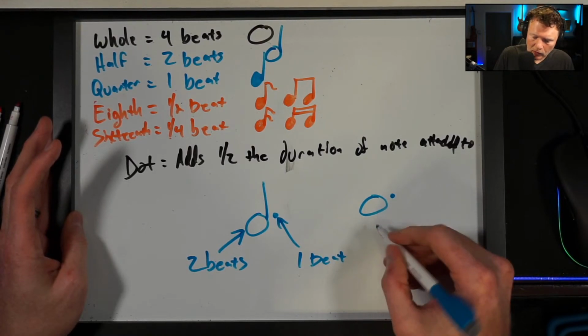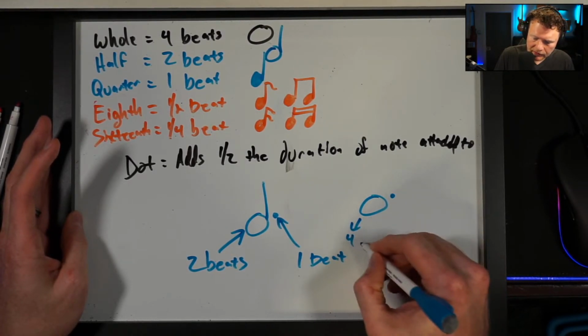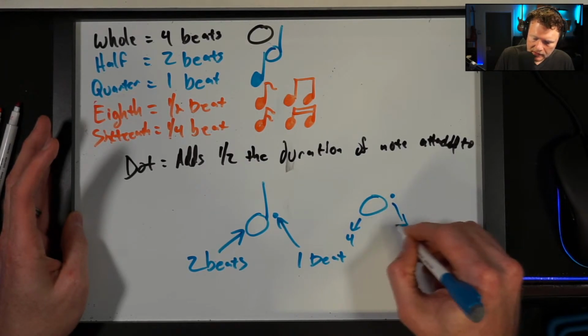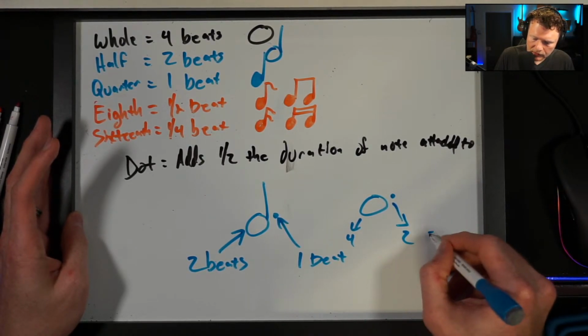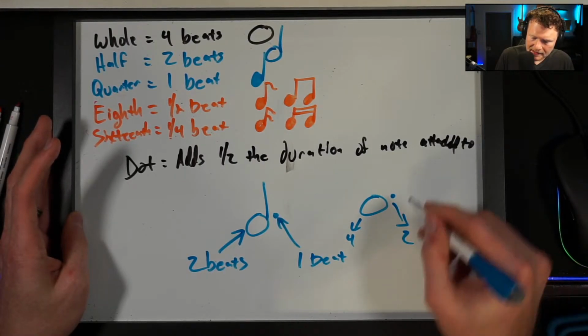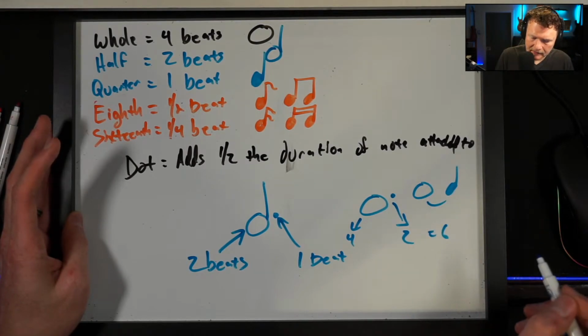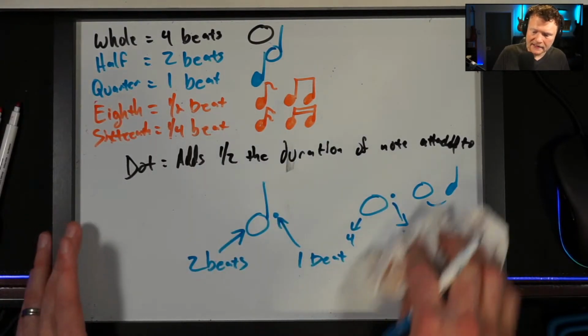This is worth 4. Okay. This is worth 4. And then this dot, half of 4 is 2. So this is 6 beats. Okay. It's the same as this. Those are the same thing. Okay. So the dot is nice.